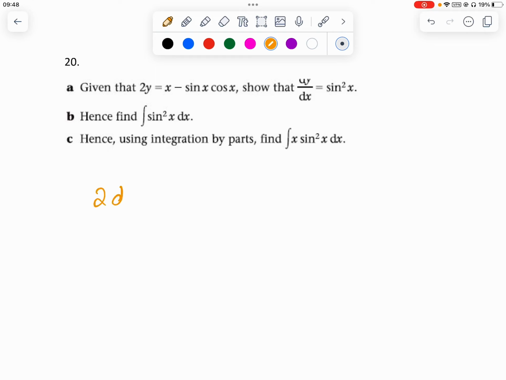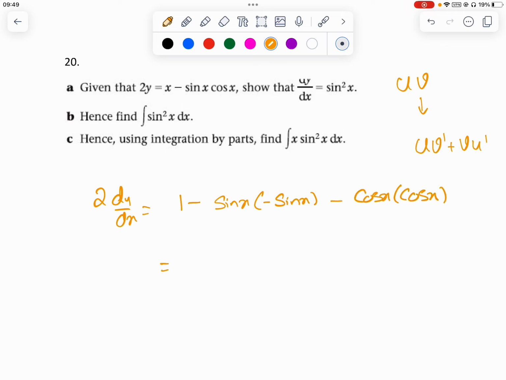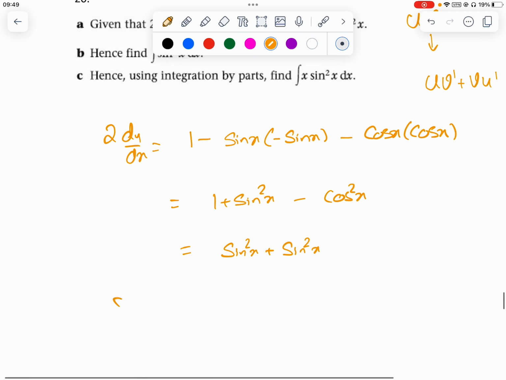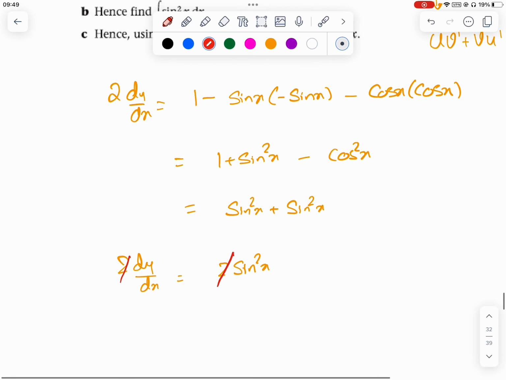So 2 dy by dx equals, derivative of x is 1, then product rule, derivative of uv is uv prime plus vu prime. So sine x, and the derivative of cos x is negative sine x, minus cos x, and the derivative of sine x is cos x. So 1 plus sine square x minus cos square x. What is 1 minus cos square x? Sine square x. Sine square x plus sine square x. So 2 dy by dx equals 2 sine square x. Then 2 cancels. So dy by dx equals sine square x.